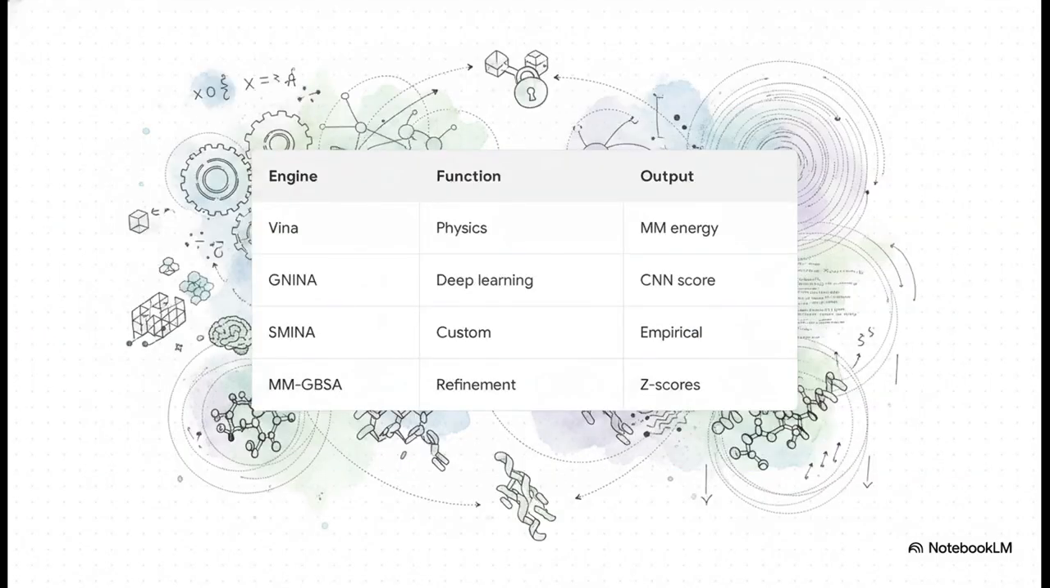Let's zoom in on that consensus scoring for a second, because this is a fascinating approach to binding predictions. It runs a powerful three-engine process. First, it takes AutoDock Vina for traditional physics-based scoring. Then it pairs that with GNINA, which uses a convolutional neural network for deep learning pose assessment, and adds SMINA to the mix. Finally, it refines the top hits using MM-GBSA for highly accurate free energy calculations.